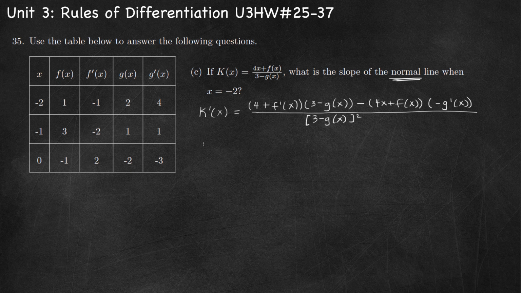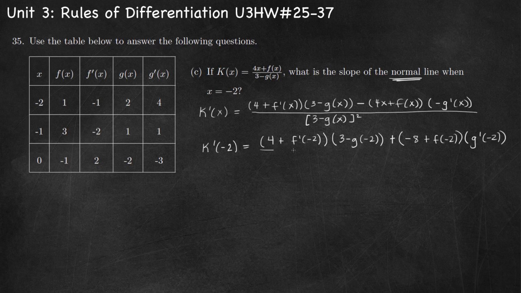So when x is negative 2, our derivative is k prime of negative 2. And for that, we're going to have 4 plus f prime of negative 2 times 3 minus g of negative 2 minus 4 times negative 2 is negative 8 plus f of negative 2 times negative, so I'm going to go ahead and make this double negative here a positive, g prime of negative 2 over 3 minus g of negative 2 squared.